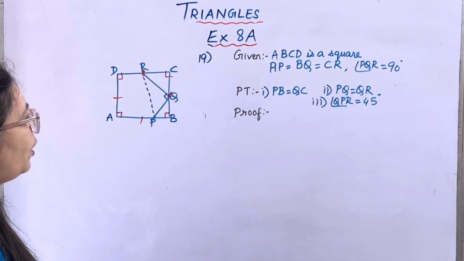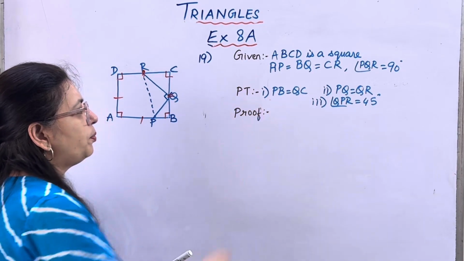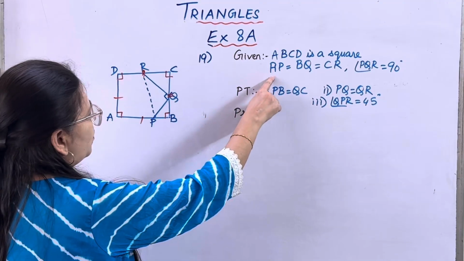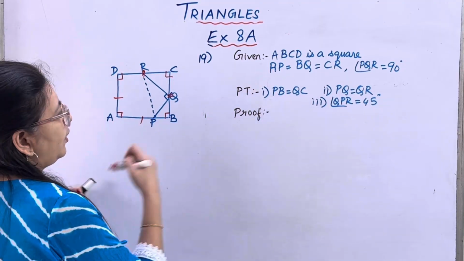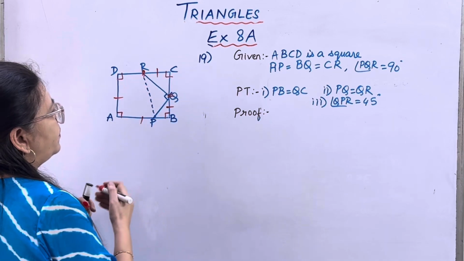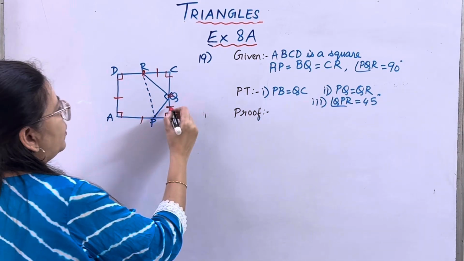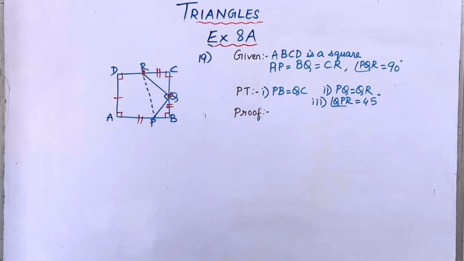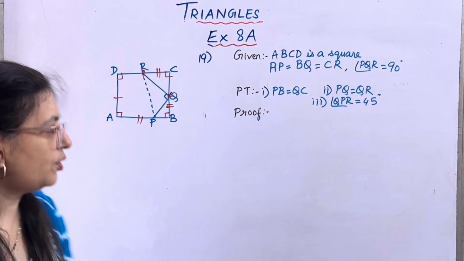Okay. Now what you have to prove? First thing you have to prove is PB is equal to QC. Wait. This also you have to mark. AP is equal to BQ is equal to CR. So I will do different markings so that it's clear. This is already given to you. You have to prove PB is equal to QC. Let's do the first part.